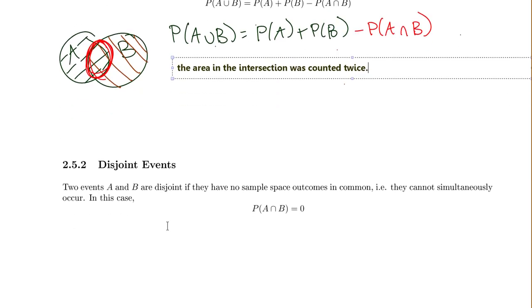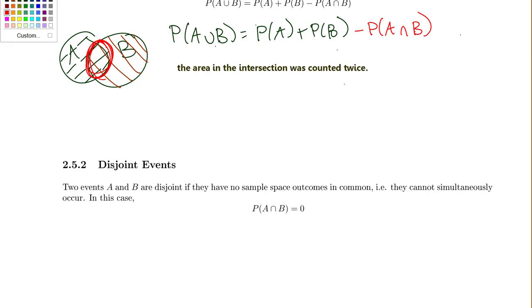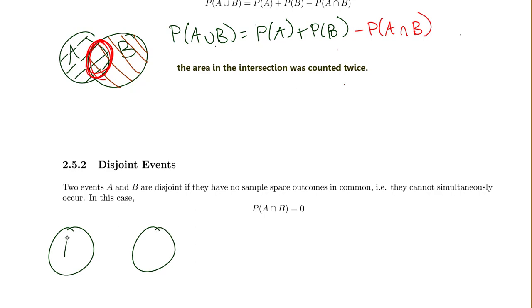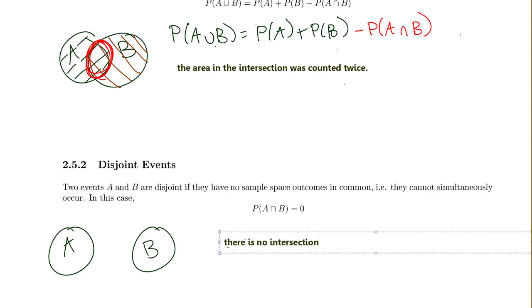Now if you have, again, two disjoint events. I know we already talked about disjoint events. You'll find that we often talk about things multiple times. But two events, A and B, are disjoint if they have no sample space outcomes in common, so they can't simultaneously occur. In this case, the probability of the intersection would be 0. So here's A, here's B. They don't overlap at all, so there's no intersection. So that means the probability of A and B would have to be 0.